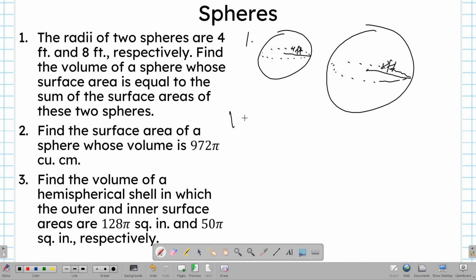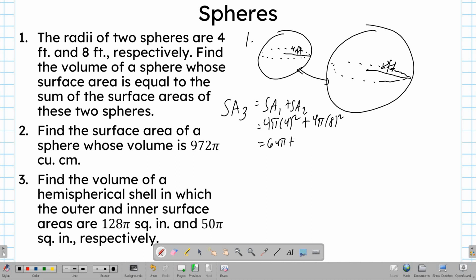So, we know that the volume of a sphere is 4/3 pi r cubed. So we need the radius, which we can get from the surface area when we add these two spheres. Now, we are told that the surface area of the third sphere, the one that we're computing the volume for, is equal to the sum of the surface areas of these two spheres. And these two spheres, we compute the surface area as such. The first one, that's 4 pi then 4 squared, while the other one is 4 pi times 8 squared. So 4 pi times 4 squared gives us 64 pi, while 4 pi times 8 squared gives us 256 pi. Adding those two, we're going to get 320 pi.